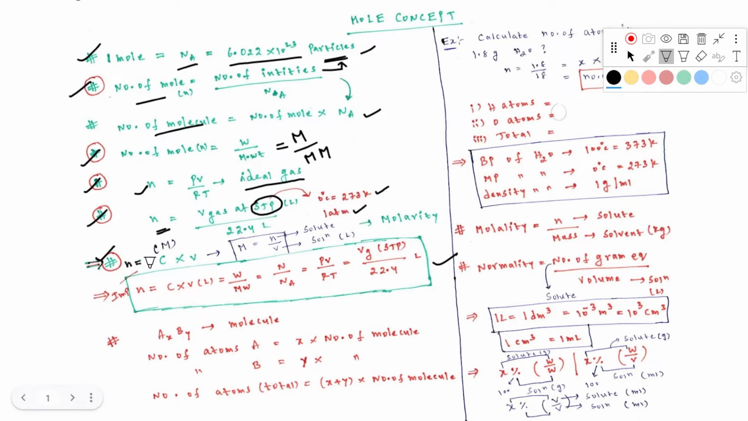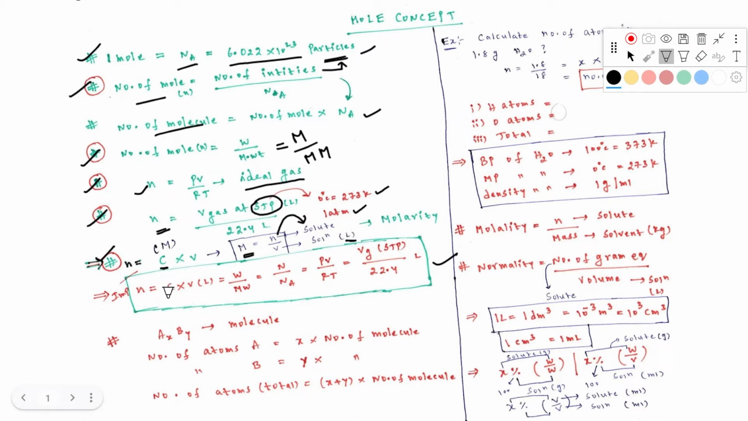Now, number of moles equal to another formula, concentration into volume. I can write this concentration equal to number of moles by volume. Okay. So this concentration, I can say molarity. So I can define molarity here only. The molarity equal to number of moles by volume. Molarity is nothing but concentration. So molarity equal to number of moles of solute by volume of the solution in liters. This number of moles represents solute, and this volume of the solution you have to take in liters.